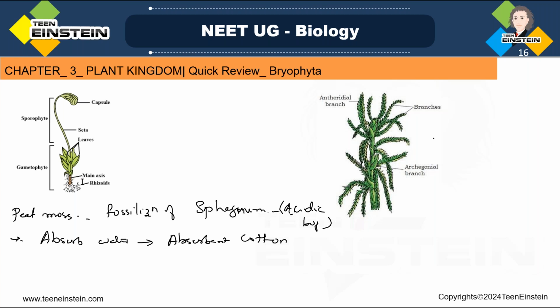This is the Sphagnum. Here you can see it has antheridial branches. These are the branches. Archegonial, see, here you can see the archegonium. And this is the Funaria. Okay. This is the Sphagnum gametophyte, the gamete bearing. Antheridial branch and archegonial branch are there. And for what purposes is this Sphagnum being used? As absorbent cotton, then peat moss, like fossil fuel. So these are the importance of Sphagnum, Funaria and all. Clear?